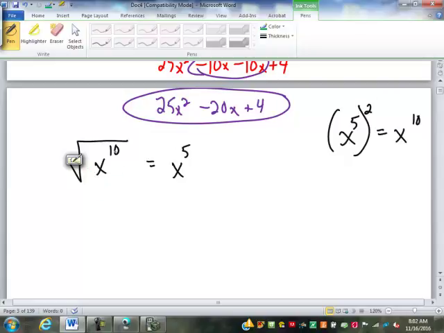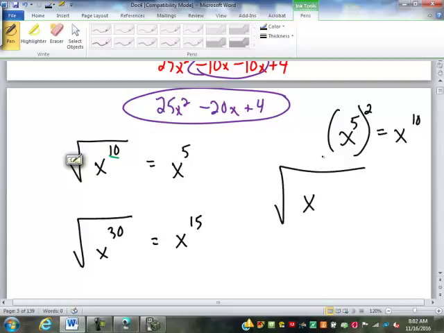10 divided by 2 makes 5. So if I have the square root of x to the 30th, what does that have to become? X to the 15. Square root of x to the 28th, y to the 12th. That has to become x to the 14, y to the 6th.